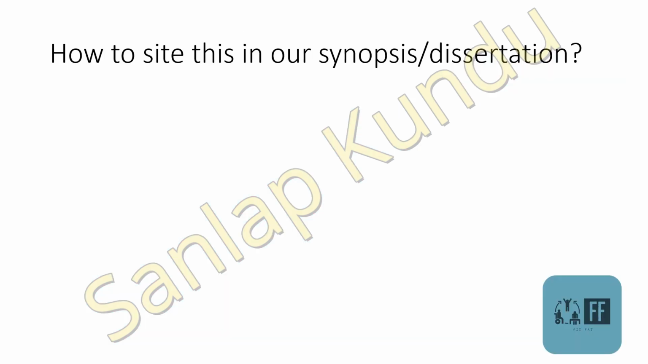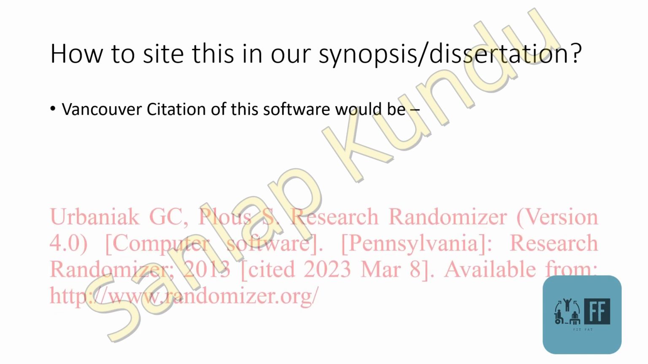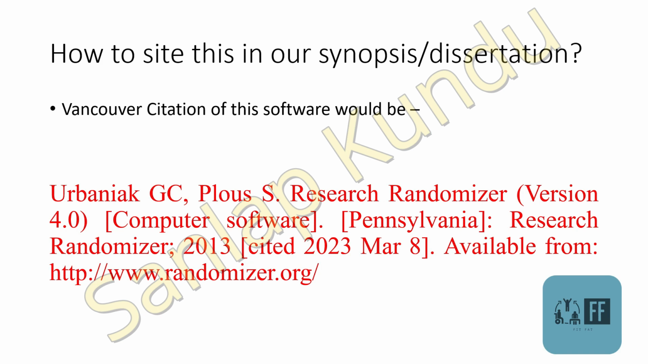Now, you also need to cite this software in your synopsis or dissertation. We mostly use Vancouver citation when we write our synopsis or dissertation. So the Vancouver citation of this software would be this. Please take a screenshot. But here, remember, I wrote cited 2023 March 8. That is the date of my citation when I uploaded this on our university website. So please change it according to the date you are citing this software.